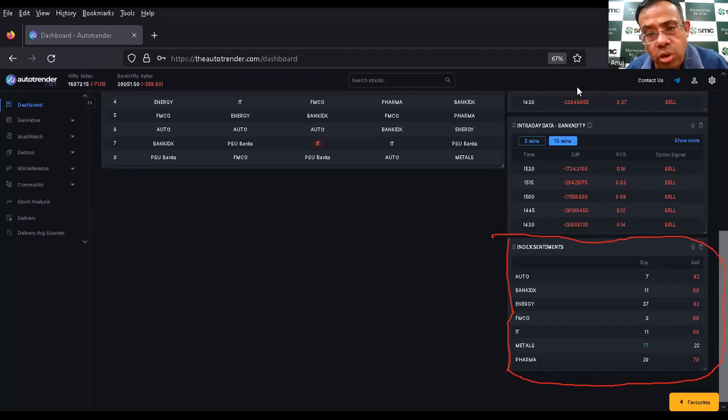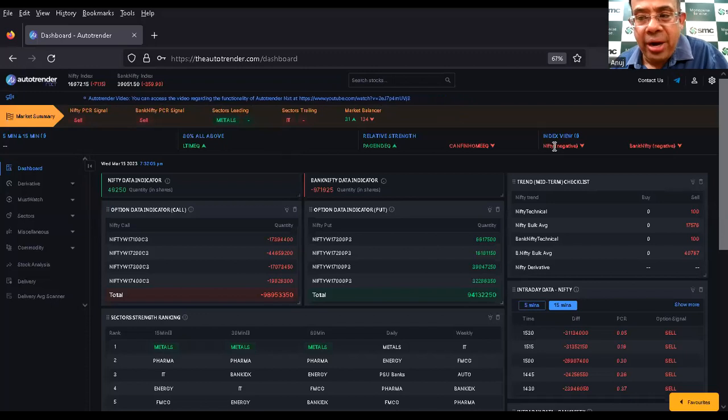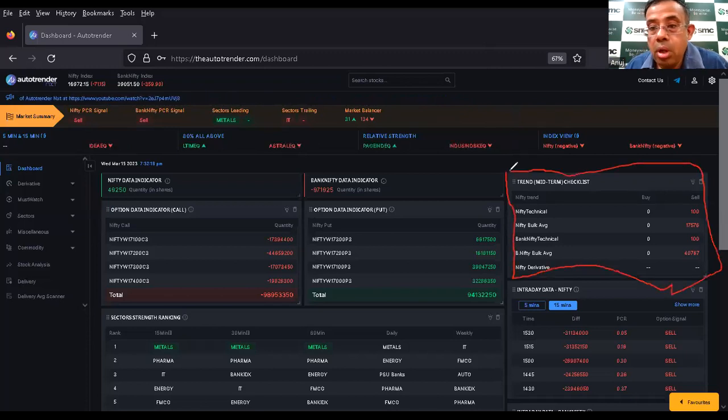Now I'm coming on to the fourth indicator, which is slightly positional, but then it has its own space for you to understand the market. It is known as the trend midterm checklist. It is for the positional. It is not for the intraday purpose. It is just for the positional aspect.